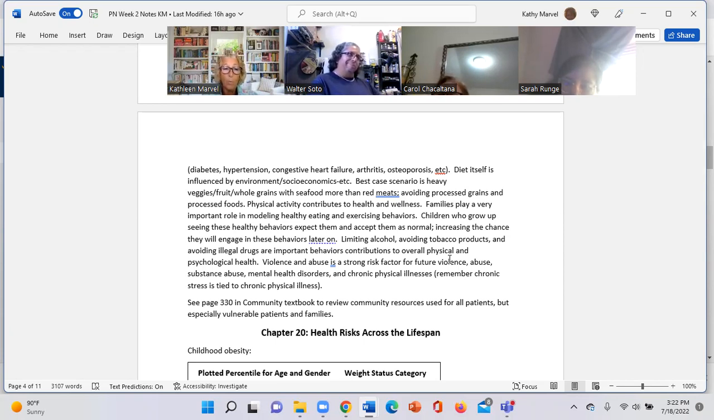Okay, but kids who grow up seeing healthy behaviors and healthy exercise programs learn that that's the norm, right? And the chances of them growing up and engaging in the same behavior is pretty high. And again, these behaviors are our choices: trying to limit alcohol, avoiding tobacco products, avoiding illegal drugs. Violence and abuse is a strong risk factor for future violence, abuse, substance abuse, mental health disorders, and chronic physical illnesses. Okay.